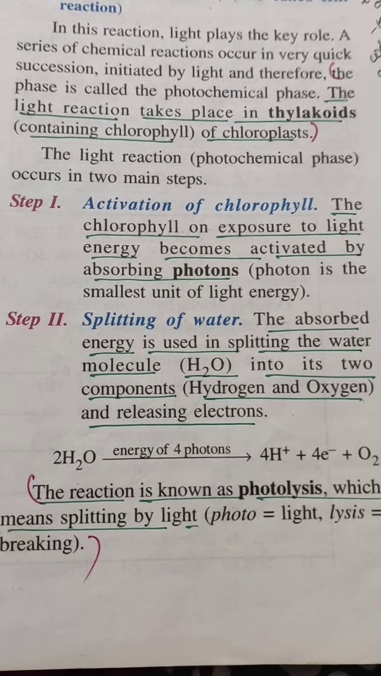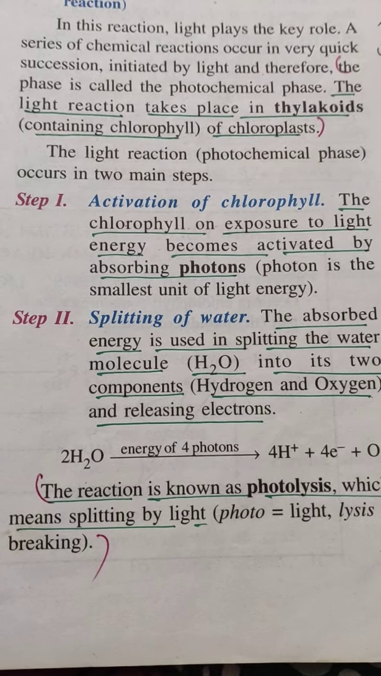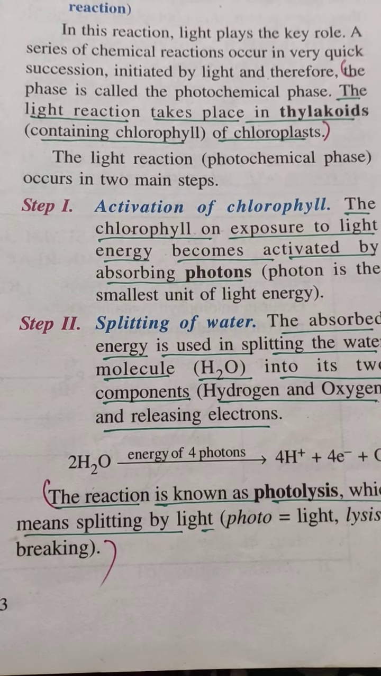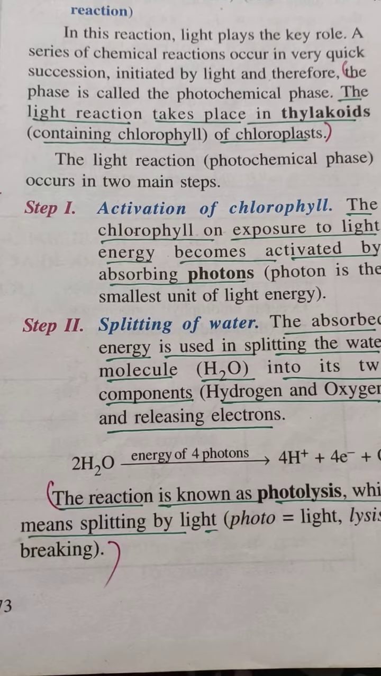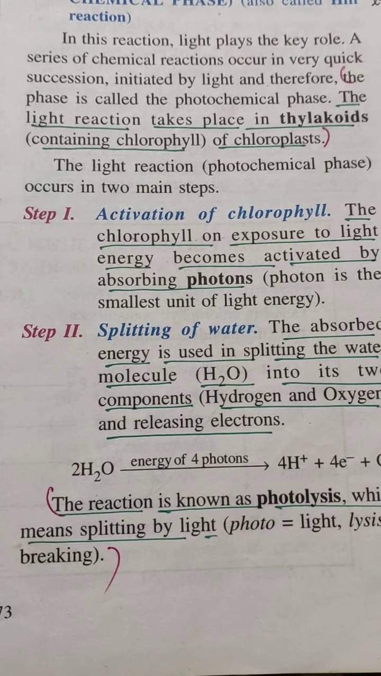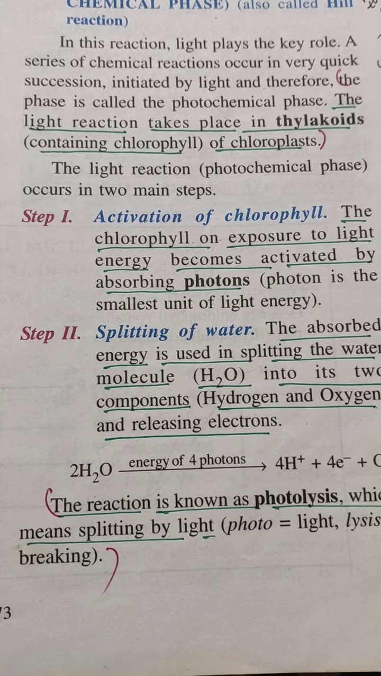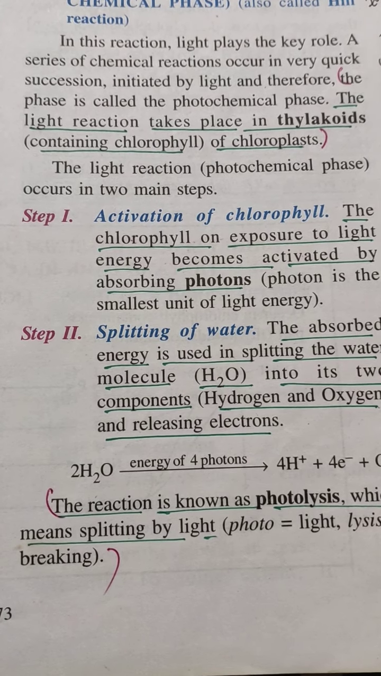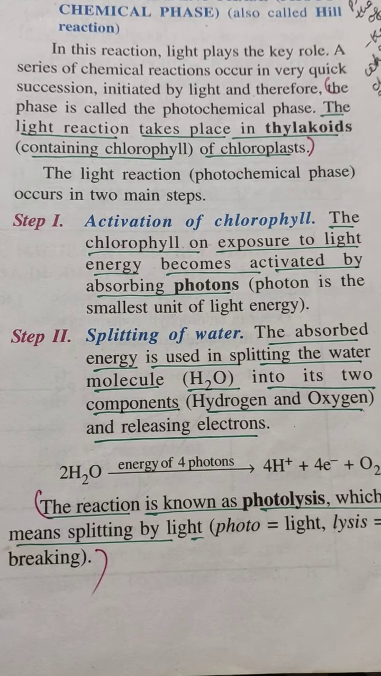One is activation of chlorophyll. The chlorophyll on exposure to light energy becomes activated by absorbing photons. Photons are the small energy packets coming from the sunlight. Next is splitting of water. The absorbed energy is used in splitting the water molecule into its two components, hydrogen and oxygen, and it also releases electrons.